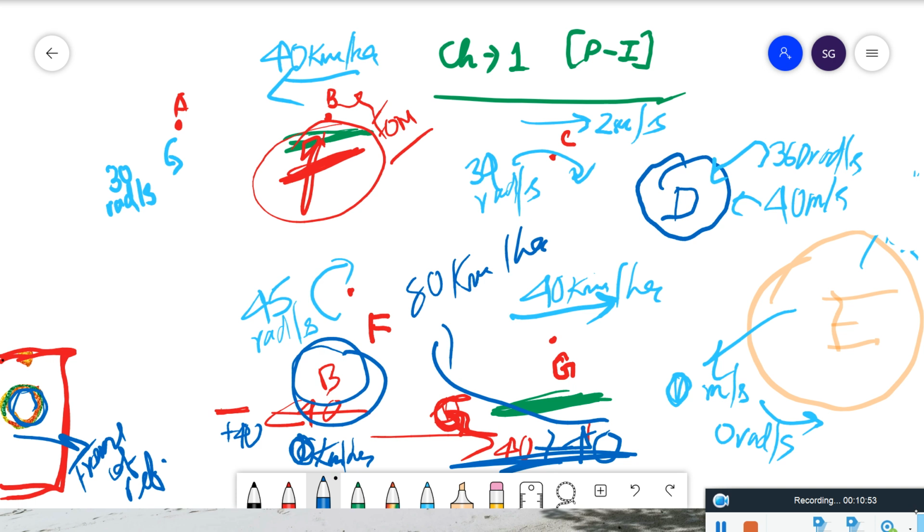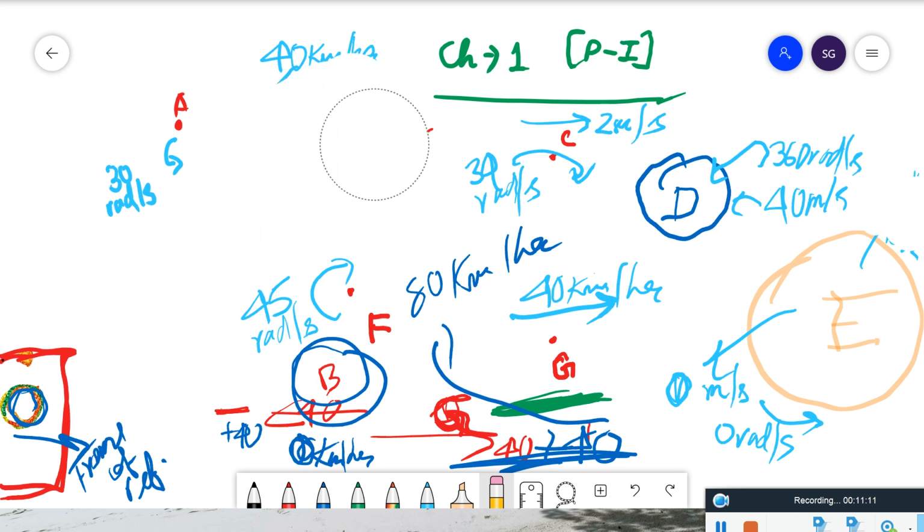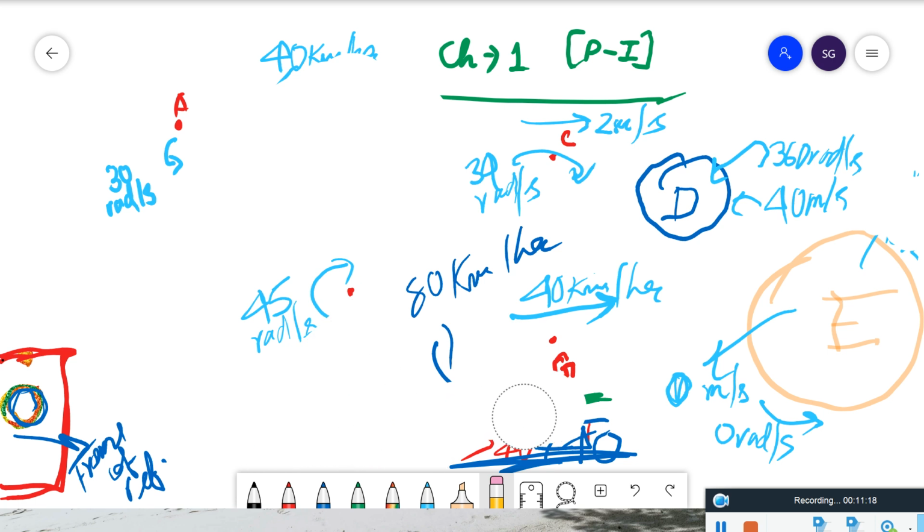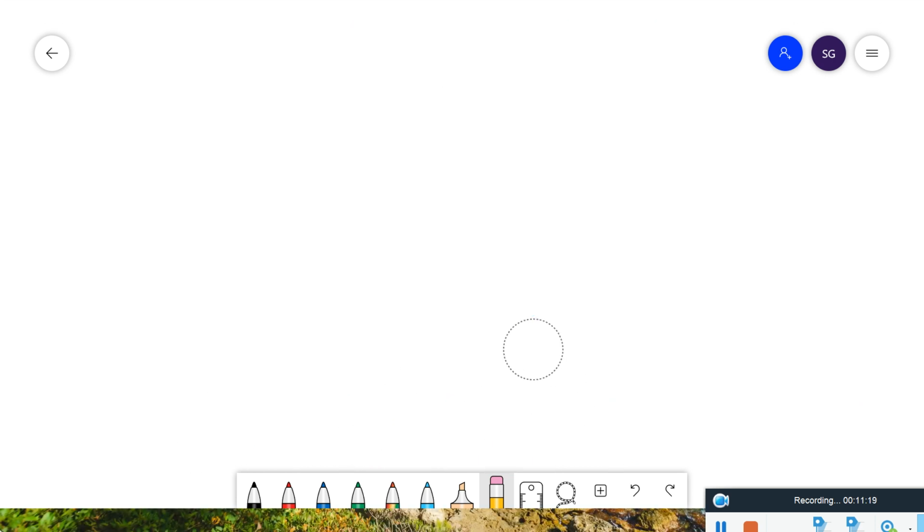Got it? So considering B as a frame of reference, G is moving at 80 kilometers per hour. Consider O as a frame of reference, both are in motion, and consider B as a frame of reference, B is at rest and G is in motion. Okay, now I will do a little modification here.